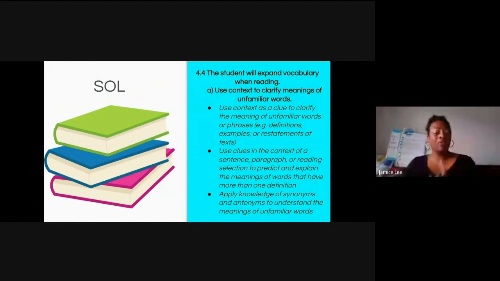You're going to look before the word, you're going to look after the word, you're going to look within the text to help you figure that out. We might even use synonyms and antonyms to help us out. So what do you think? You ready to get going? Let's get to reading.